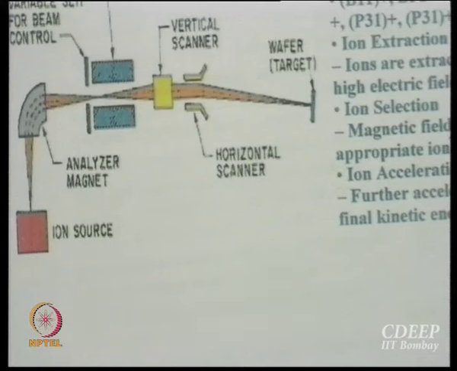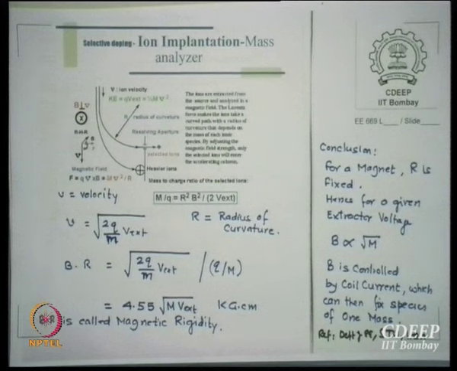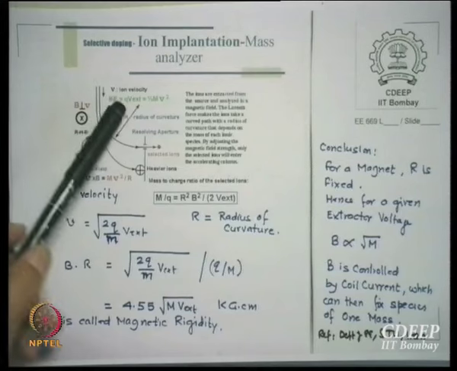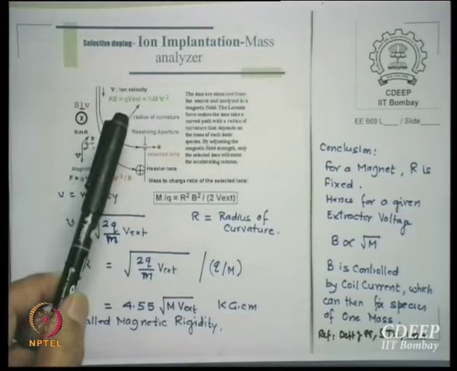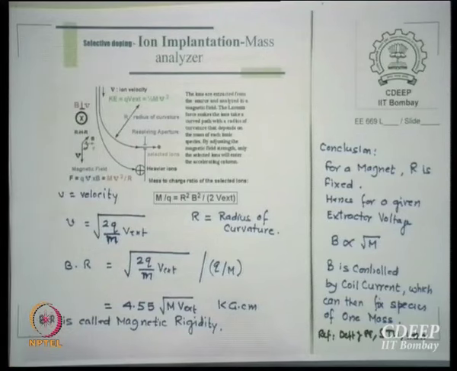Now this means if an ion is entering this magnetic field, it will experience a magnetic force. What is that force called? Lorentz force. And since it has been accelerated and has a mass, it has a kinetic energy of half mv square, which is also equal to qV, the extractor voltage. That's the energy which you gave them.